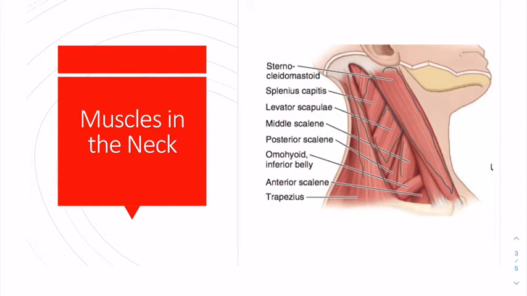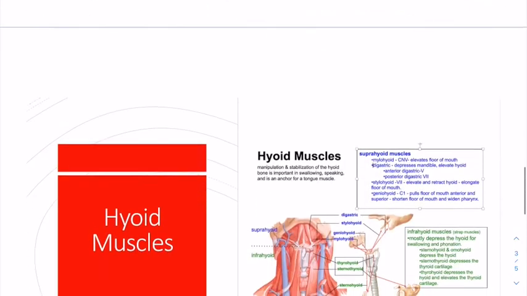We have the middle and anterior scalenes, which are responsible for lateral flexion of the neck and elevating the first rib during forced inspiration. The posterior scalene does the same thing, but is responsible for elevating the second rib during forced inspiration.